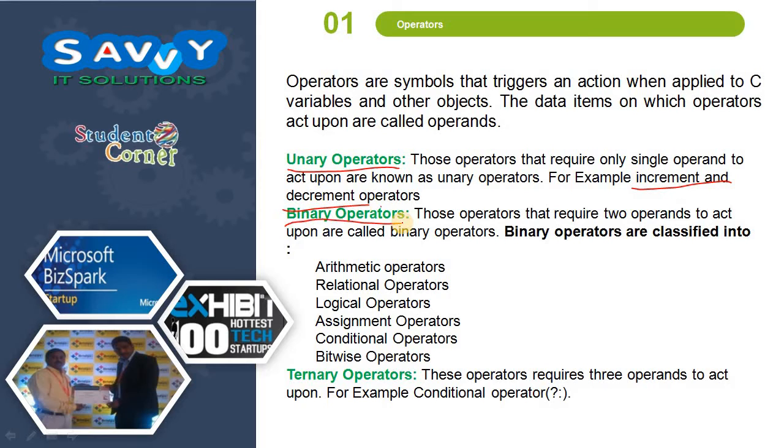The second one is binary operators. Those operators that require two operands to act upon are called binary operators. It is also called performing an operation on two operands. Examples are arithmetic, relational, logical, assignment, conditional, and bitwise operators. Ternary operators require three operands to act upon. They perform an operation on three operands, for example the conditional operator.